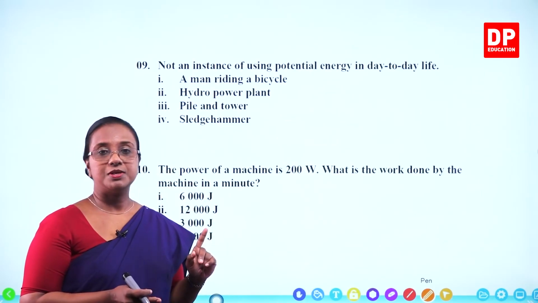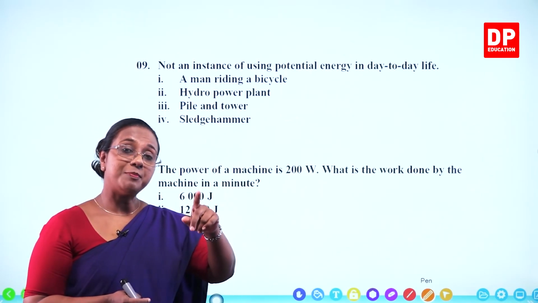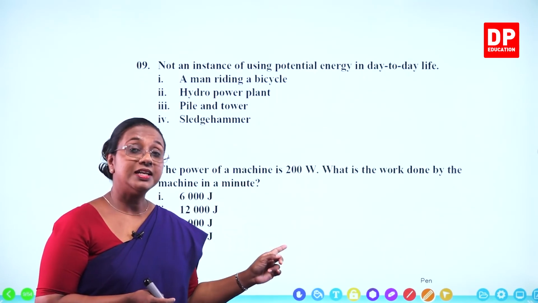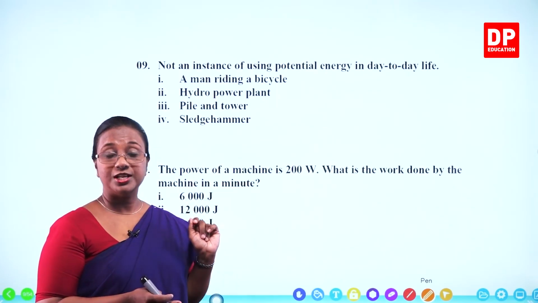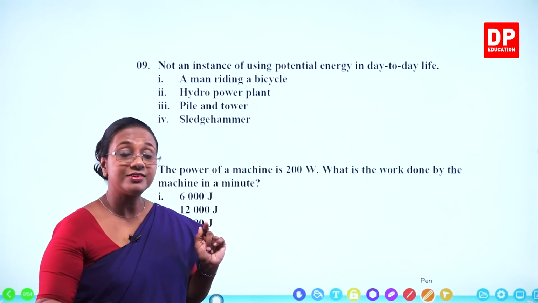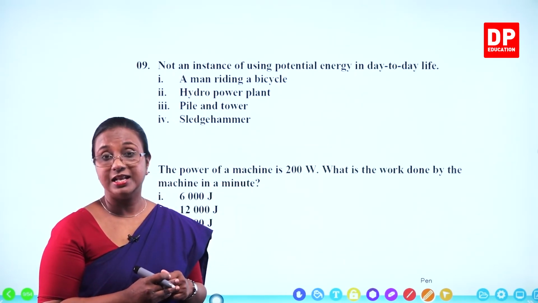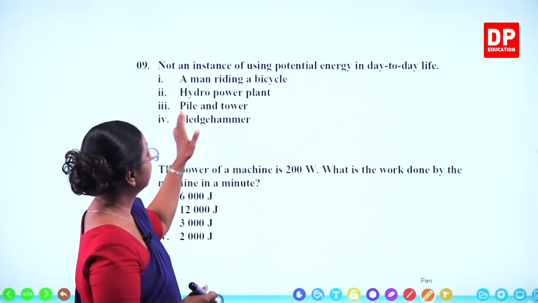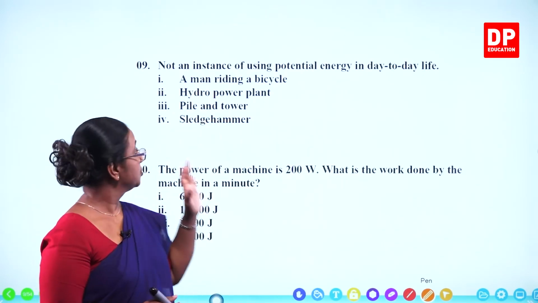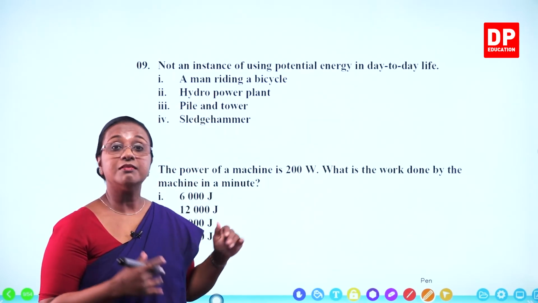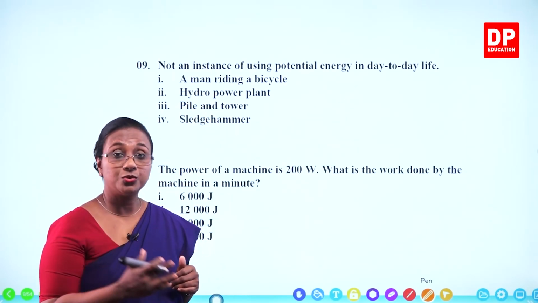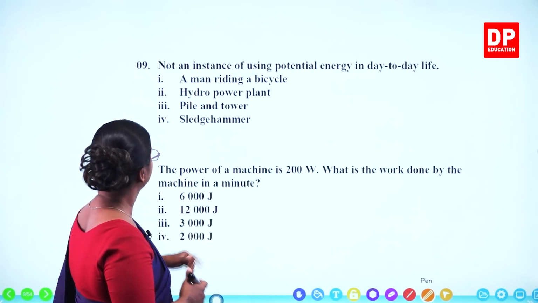But you can remember, students, if a person is going uphill, what happens? The kinetic energy will be converted to potential energy, and when he is riding downhill, the potential energy will become kinetic energy. But it doesn't say anything about a height. So here it is only the motion of riding a bicycle. So it's going to be kinetic energy.